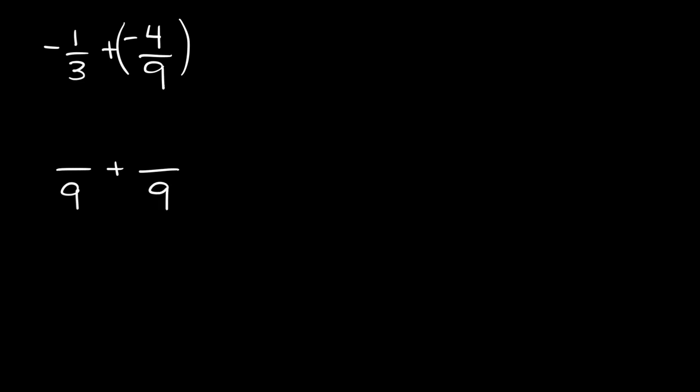And students may pick 9, but oftentimes they'll pick 18, and they'll skip over the idea of just using 9. Okay. So I'm thinking, well, how many times does 3 go into 9? It goes in 3 times. So now I multiply -1 times 3, and that is -3. And then I figure out, well, how many times does 9 go into 9? That goes in 1 time. And then now I multiply -4 times 1, which is -4.